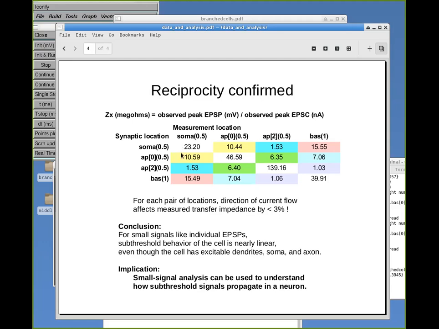So for small signals like individual EPSPs, the subthreshold behavior of this cell is nearly linear, even though we know it has active currents. We know it's got Hodgkin-Huxley in the axon and the soma and in the apical dendritic field. The implication is that small signal analysis can be used to understand how subthreshold signals propagate in a neuron. I will just leave you with that idea now to think about.